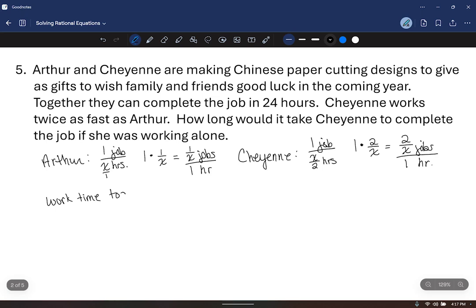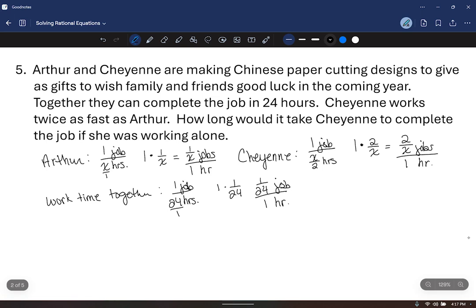All right, now their work time together, we need that as well. So their work time together is that they can complete 1 job in 24 hours. But again, I don't want this in 24 hours. I want it in 1. So I'm going to think of this as 24 over 1. So I can do 1 times 1 over 24. So I know they can do 1/24 of a job in 1 hour.